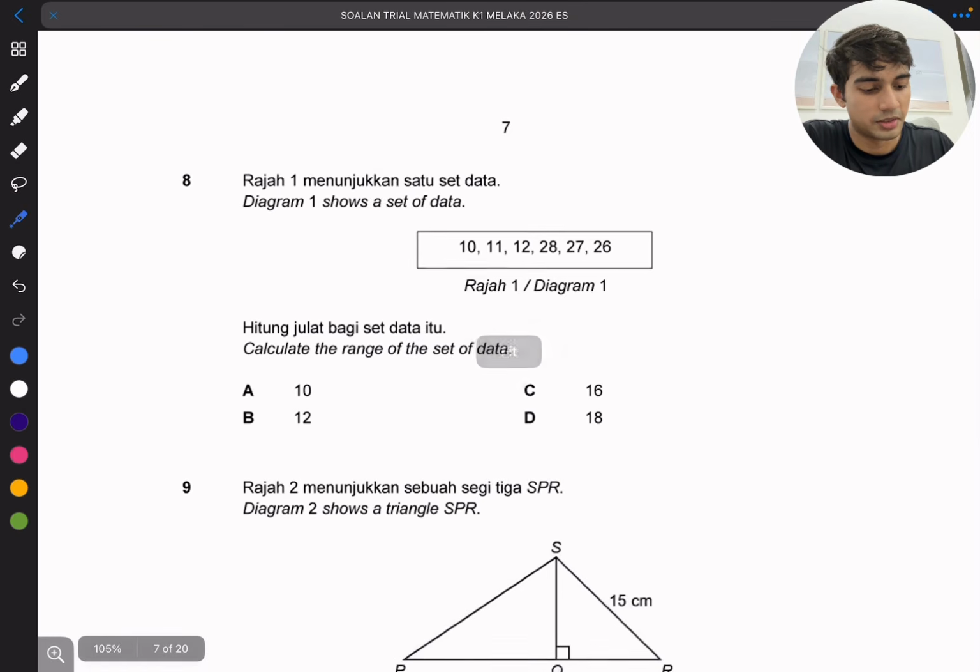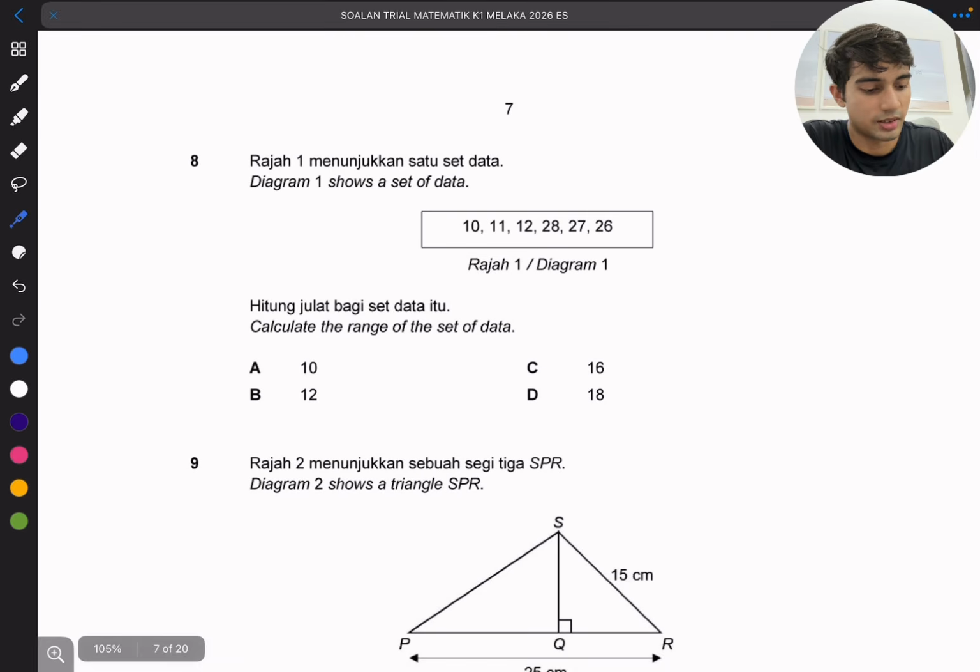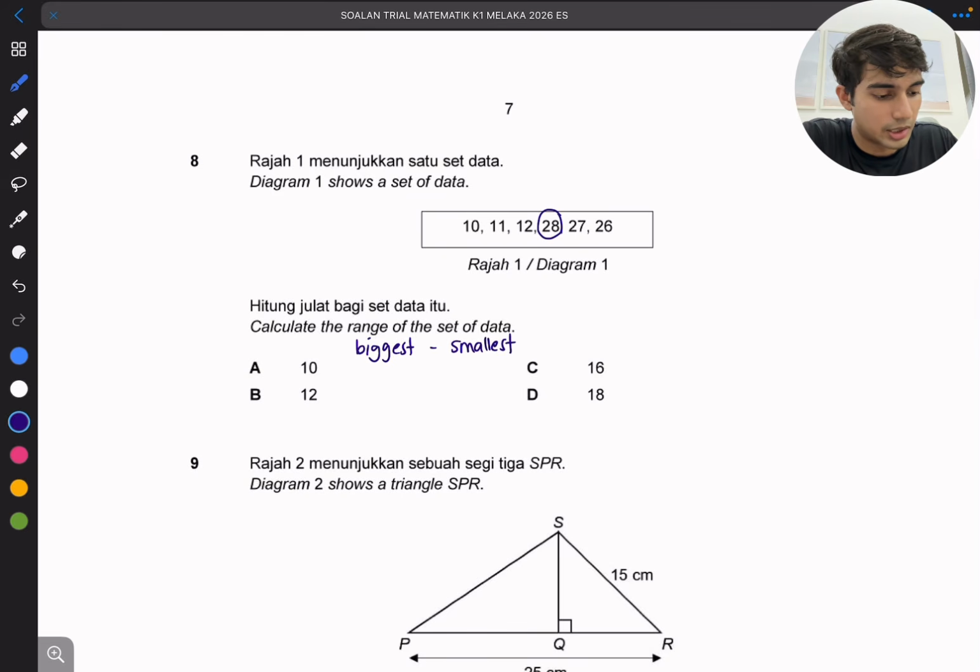Right, next one. Question 8. Calculate the range of the set of data. Okay, range is the biggest value minus the smallest value. So in this data, the biggest value is 28. The smallest value looks like it's 10. So the range would be 28 minus 10. 28 minus 10 is 18. D.